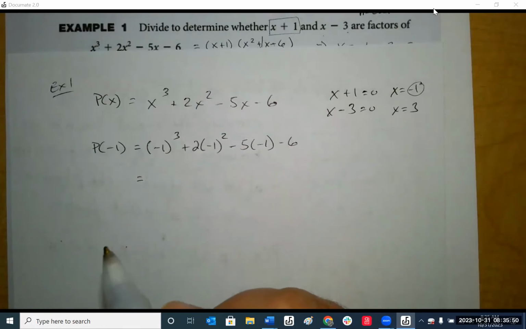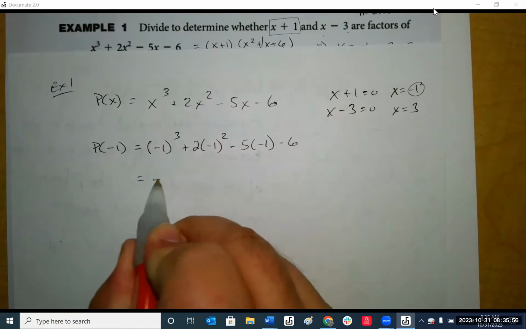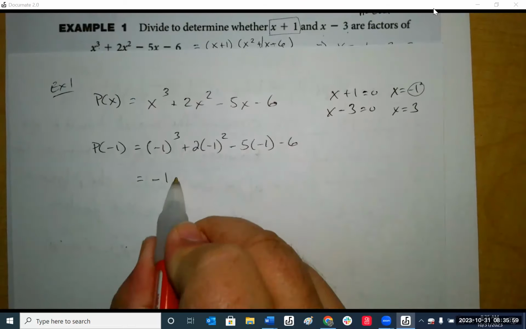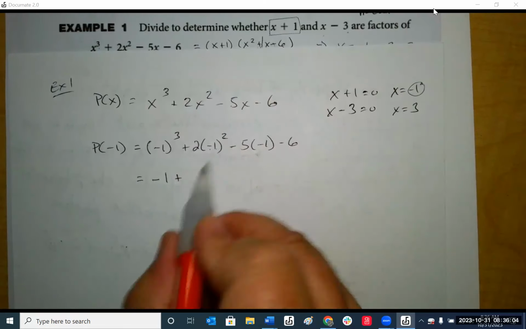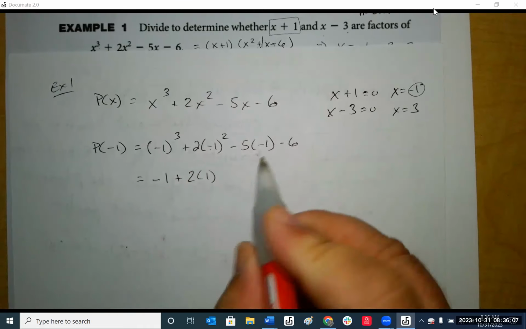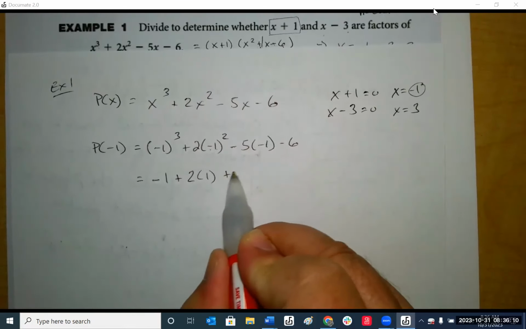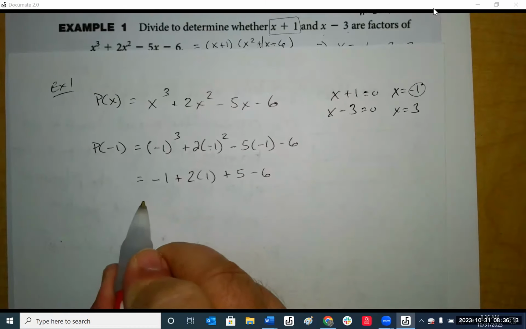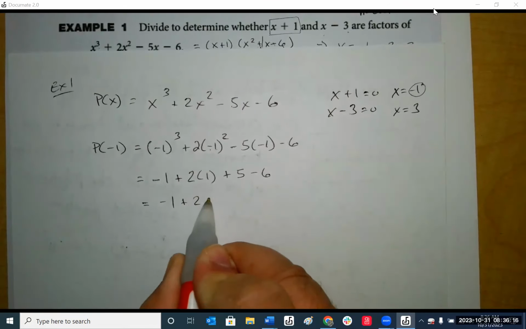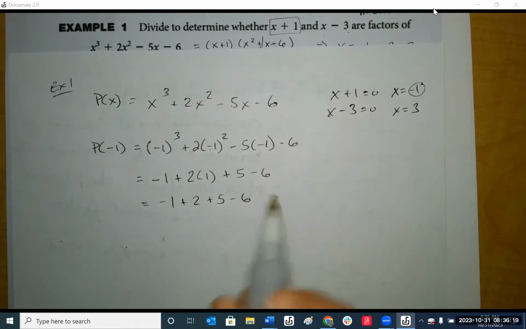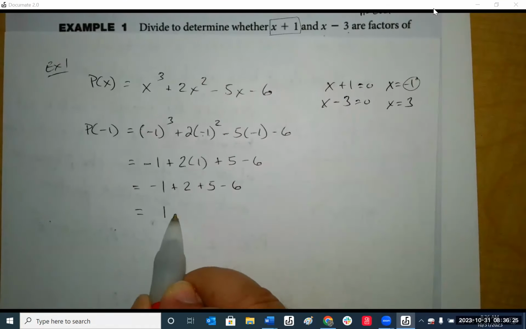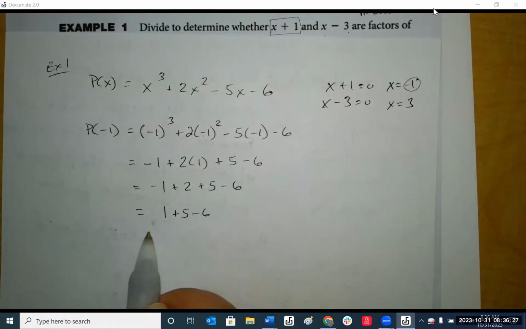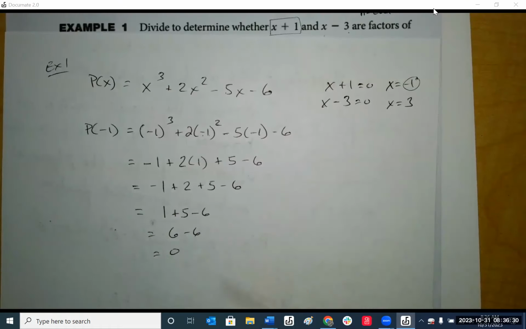Negative 1 cubed is negative 1 times negative 1 times negative 1. It's negative 1. Negative 1 squared, negative 1 times negative 1, is positive 1. So it's just 2 times 1. Negative times negative is positive. So negative 1 plus 2. Two minus one is one. 1 plus 5 is 6. 6 minus 6 is 0.